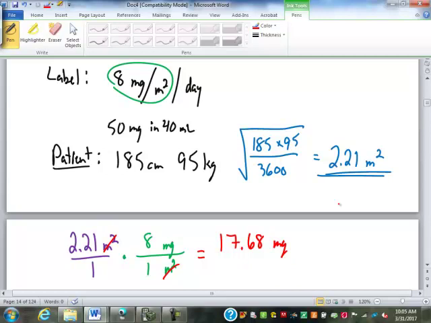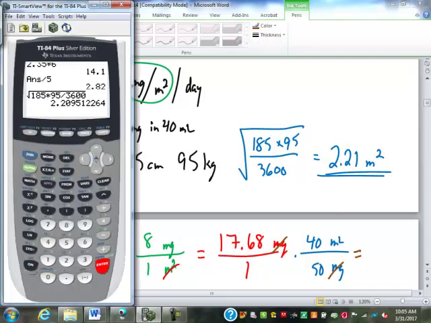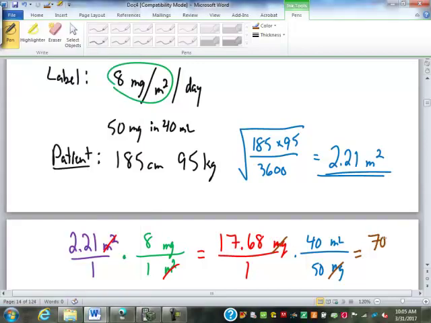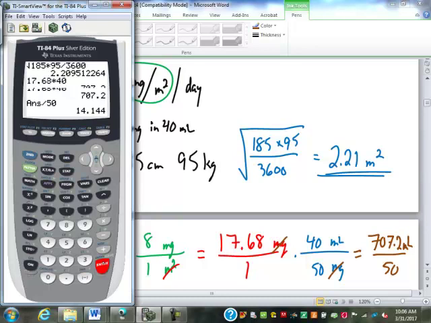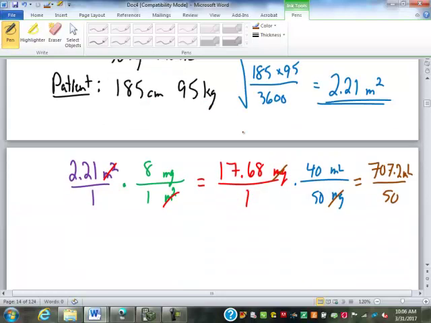I should have gone another step. I should have done my milliliters all at once, but I'll just do them in two separate steps. So my milligrams to milliliters is 50 milligrams to 40 milliliters. Milligrams cancel out. So that 17.68 times 40 is 707.2 milliliters over 50. So I divide out by the 50. 14.14 milliliters, and that is again per day.